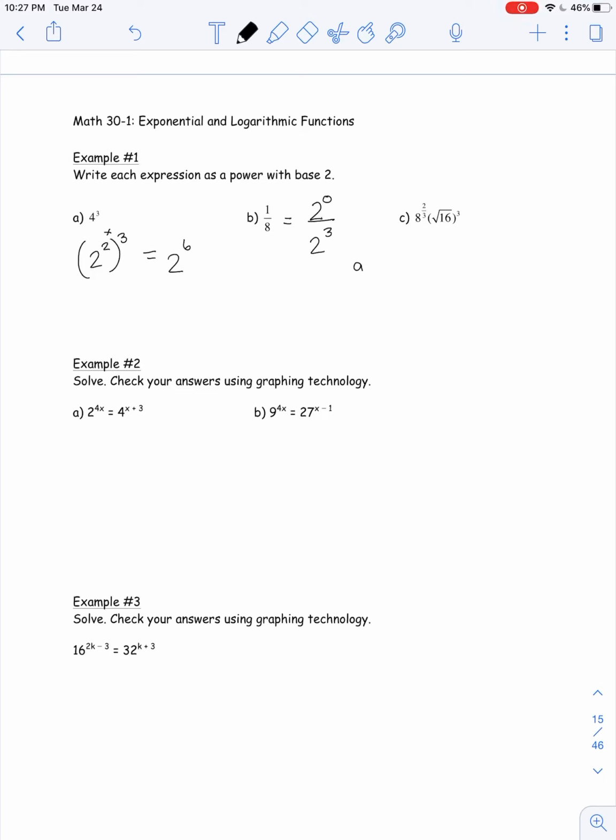Now, whenever we divide a to the m over a to the n, we actually subtract the exponents. So this is what it's going to look like. You're going to have to go 2 to the power of 0 minus 3 for this to actually work. That means it's going to be 2 to the negative 3. So that's our answer.